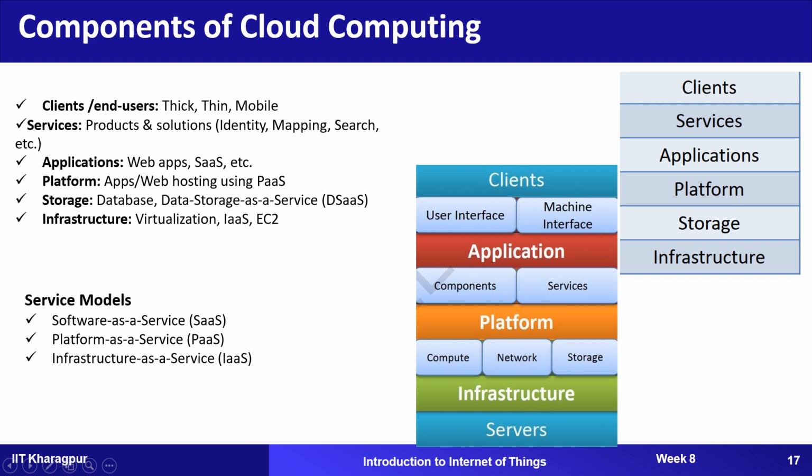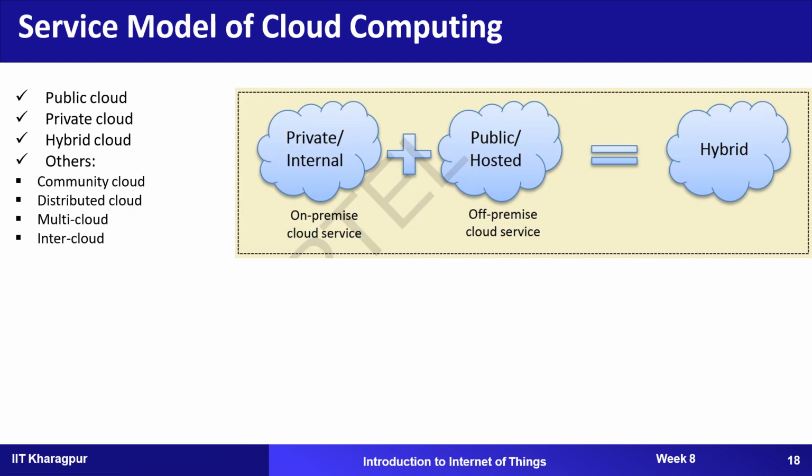Now the service models. So basically we have discussed that there are three service models which are there in your cloud computing. First one is software as a service, second is your platform as a service, and third is your infrastructure as a service. And these are the deployment models. First one is your public cloud, private cloud, hybrid cloud. We will discuss about these in detail in later slides. And others are community cloud, distributed cloud, multi-cloud and inter-cloud. So basically hybrid cloud means the integration of both your public and private cloud.